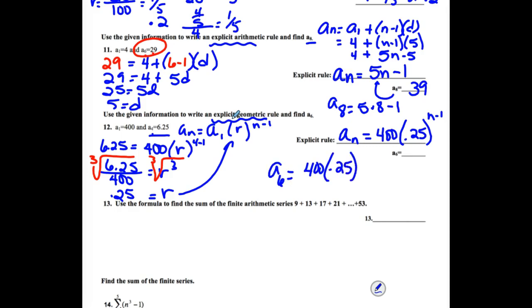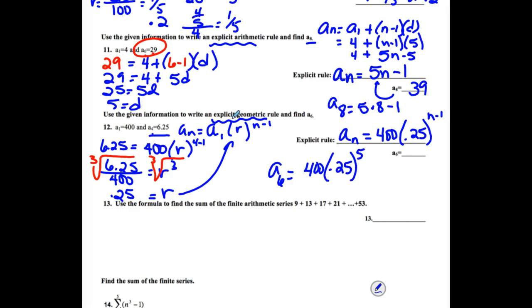What's another way of writing that? 1/4. We could put it in fraction form with a 1/4 as well. So now we can write our rule. We're going to dump that in. So a sub n equals our first term of 400 times 25 hundredths, or 1/4, to the n minus 1 power. Now we can use that rule to help us find the sixth term. So a sub 6 will be 400 times 25 hundredths to the fifth power.